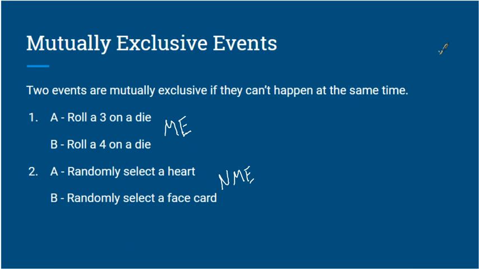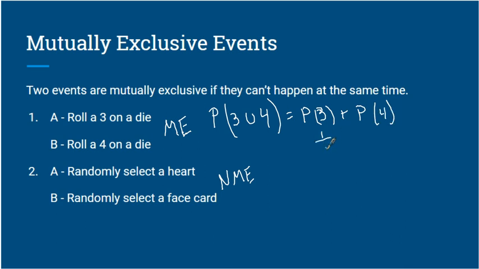So if we go back to our dice example, these are mutually exclusive. So the probability of me rolling a 3 or a 4 would be the probability of rolling a 3 plus the probability of rolling a 4. So the probability of rolling a 3 is 1/6. The probability of rolling a 4 is 1/6. If I add those two together, I get 2 over 6 or 1 over 3. So I have a 1/3 chance of rolling either a 3 or a 4.